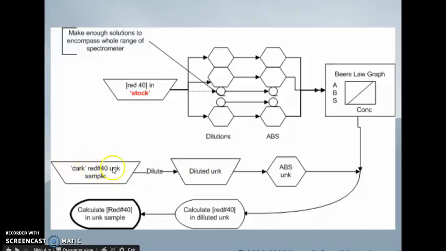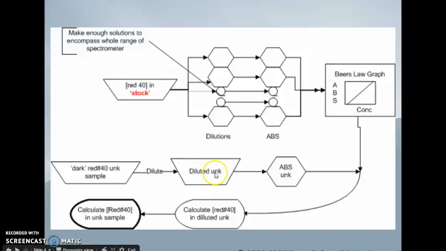So we have our red 40 from our soda sample, and what we're going to do is selectively dilute it. We're going to add a certain amount of our soda, and we're going to dilute it to 10 milliliters. We're going to do the same sort of dilution formula as we did before. We're going to know the volume of our stock solution in that calculation. So we're going to take our diluted soda sample.